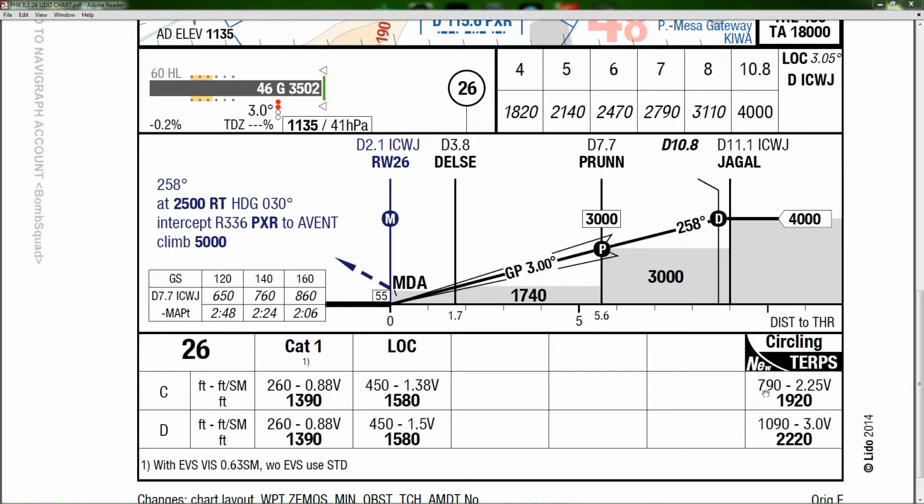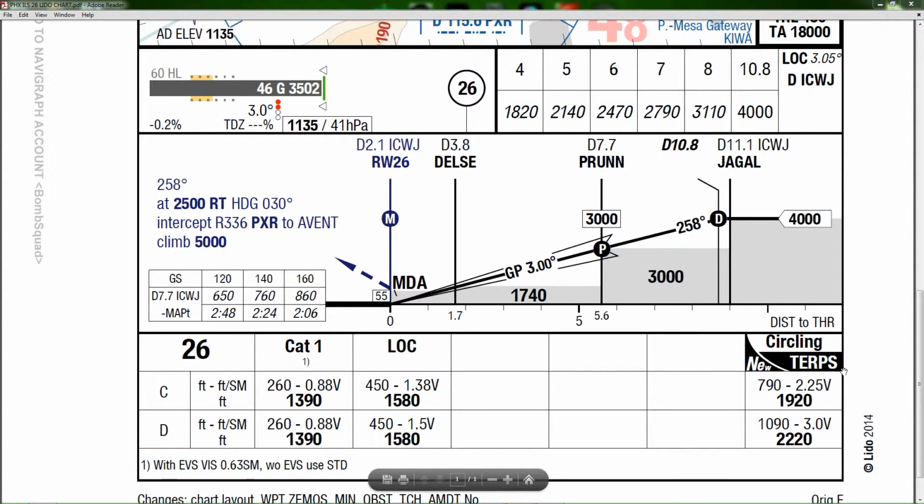And for circling, this is our information right here. This is circle to land, by the way. So if I want to land on runway 26, but I'm using the runway 26 approach but circling to land, basically a category C aircraft is 790 feet is my minimum decision height with 2.25 miles visibility. And if it's a category D aircraft, it's 1,090 feet. This is again AGL and 3 miles visibility. That's what this information is here.